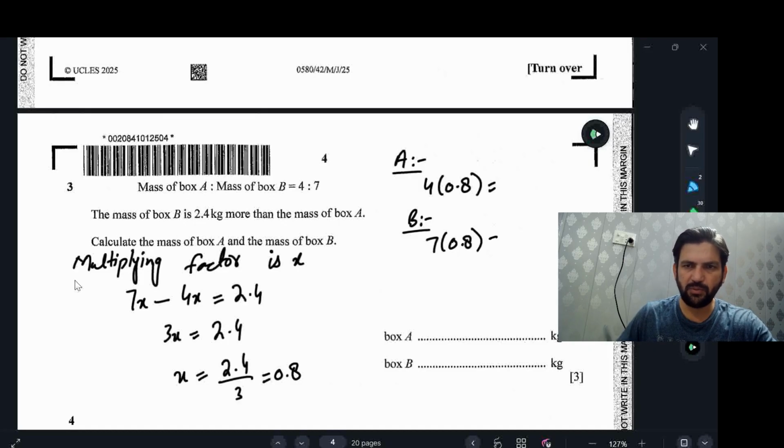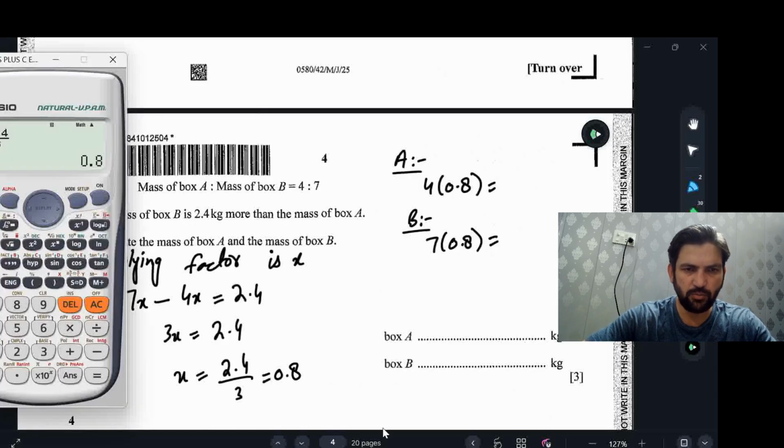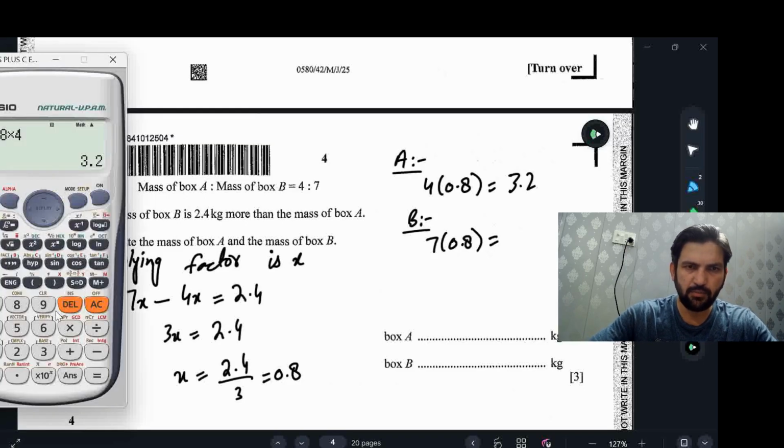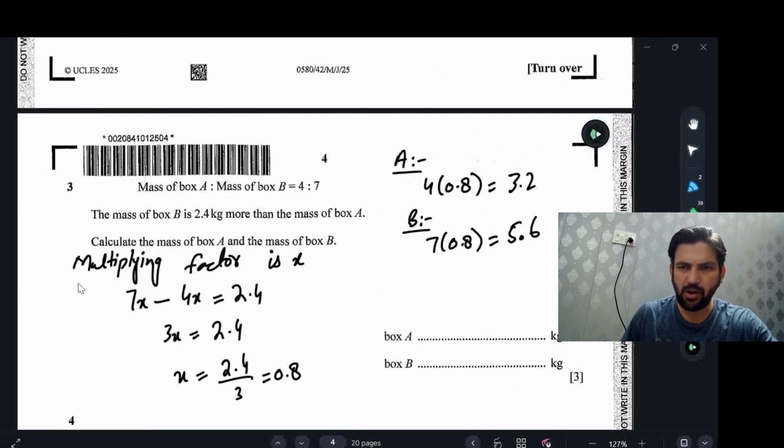So the first one will be 0.8 multiplied by 4. This will be 3.2, and the other one will be 0.8 multiplied by 7. So this will be 5.6. So box A will be 3.2 and box B will be 5.6. I hope that the concept is clear. Let's move to the next one.